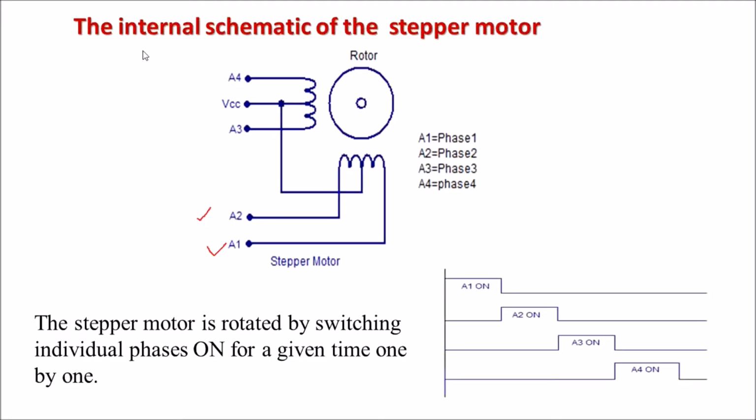For example, here one sequence is shown. During the first time period, this A1 coil is energized. So supply is connected to this A1 coil for some specified duration. After that, the A2 coil is excited, then the A3 coil and then the A4 coil. To rotate this motor continuously, we can repeat this sequence.